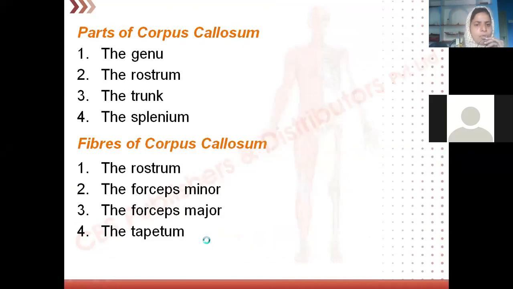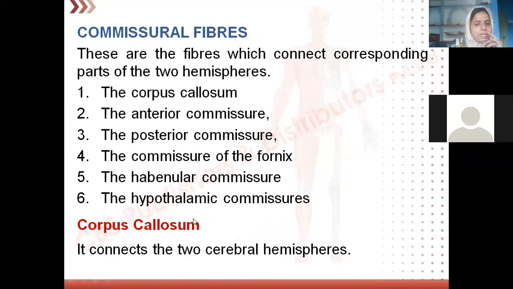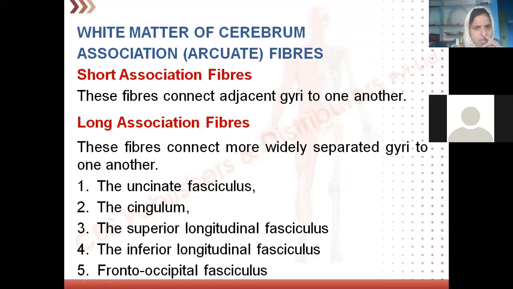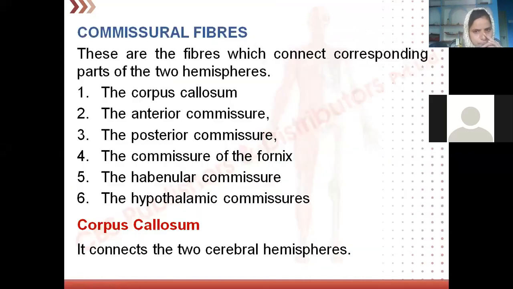Apart from that, there are some other names, like habenular commissure and hypothalamic commissure, based on the place where they are present. Diagrams are there, I will show you. You know the position of the hypothalamus, right?